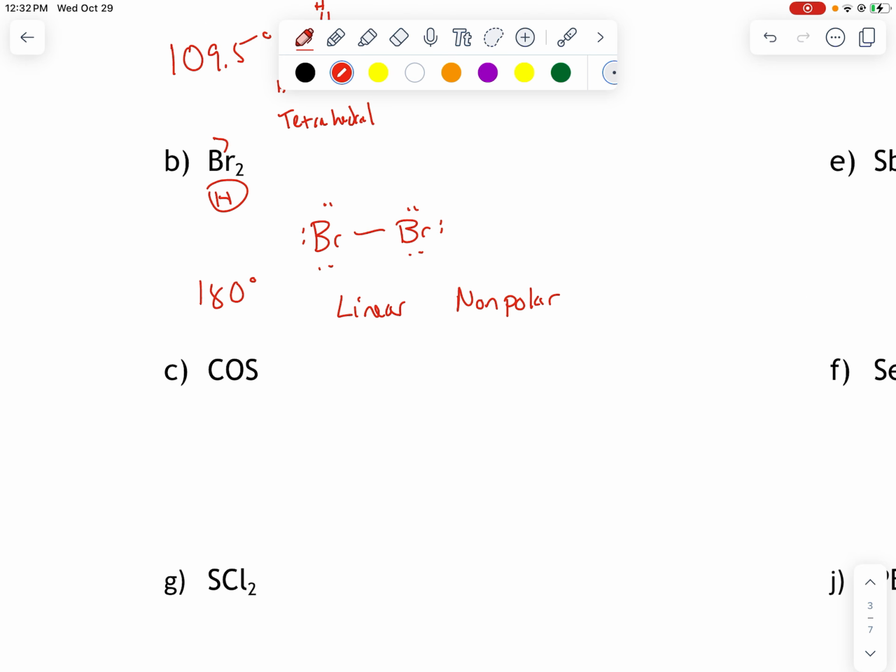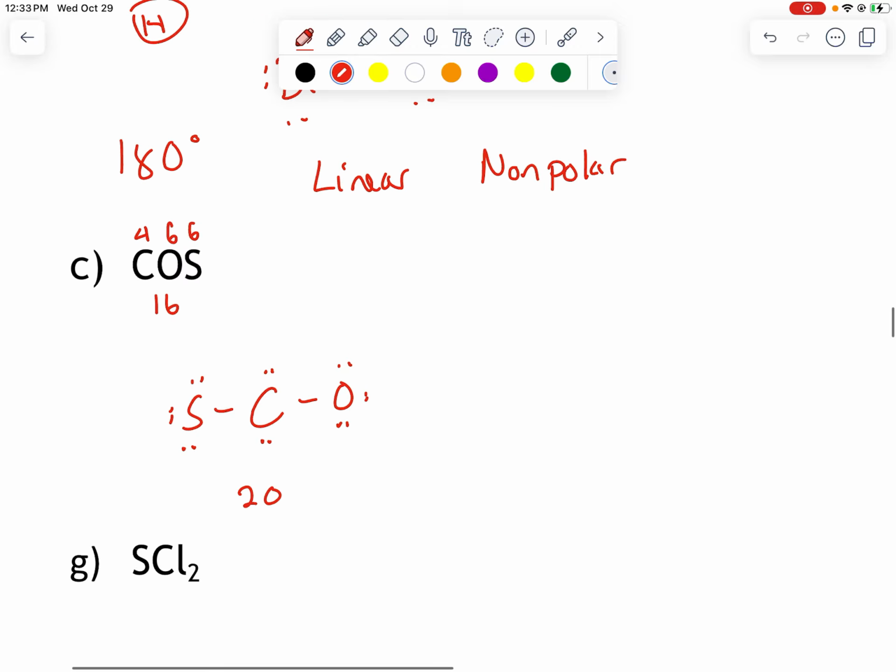Okay, COS. This is 4, 6, and 6. The total being 16. So carbon's going to go in the center. Oxygen, sulfur. Give everybody 8. My total number now is 20, right? When I add up all the dots and lines here, it's going to be 20. So I'm over by 4. So I need to add 2 bonds and then erase dots to get back to 8. So here I have a linear structure because there's no lone pairs on the center atom. Linear has a bond angle of 180 degrees.